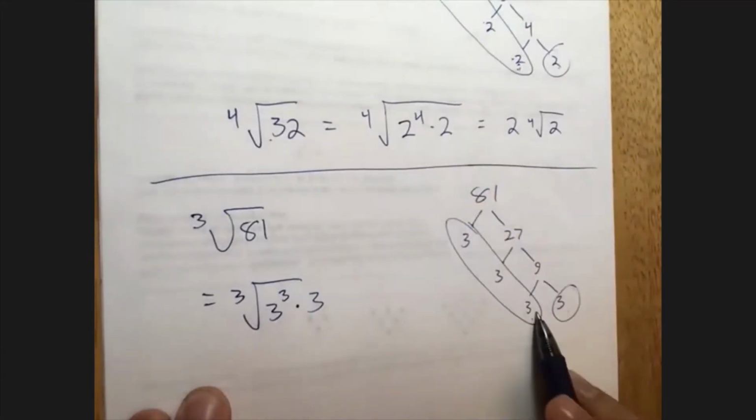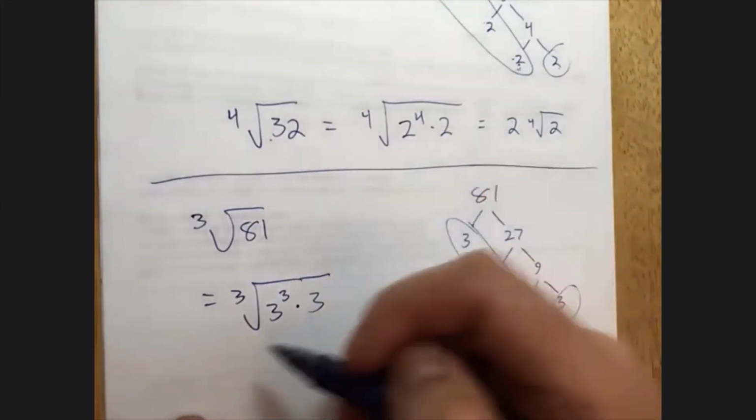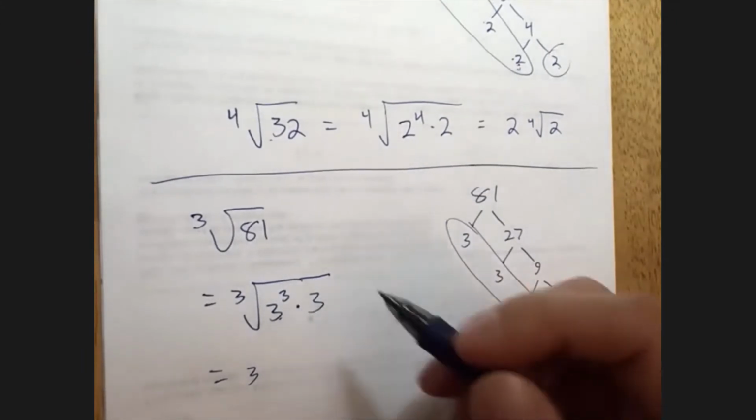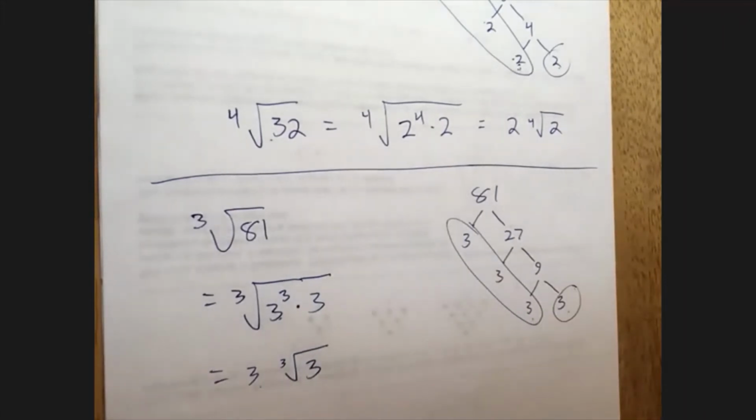These won't always be the same number. I think just by chance I chose things that worked out that way. So the cube root of 3 cubed is just 3, and then I'm left with the cube root of 3 here. So you could just break down your number as much as possible, and that will get you to the answer as well.